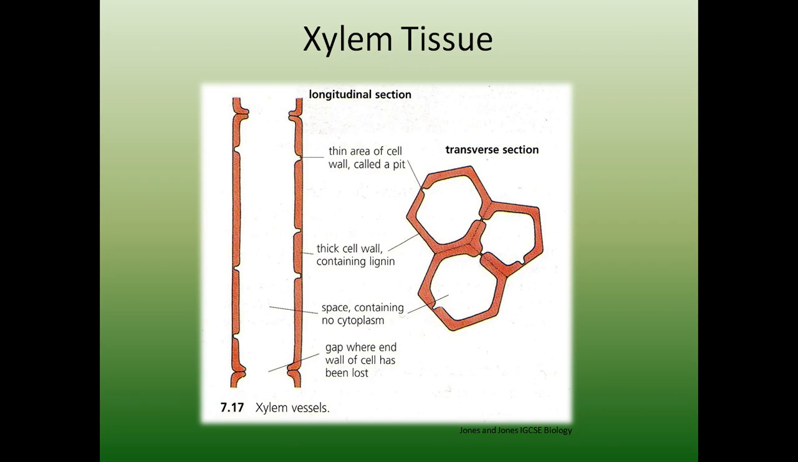Xylem cell walls are made up of cellulose, just like any other plant cell, but they also contain lignin, which is really strong, and this strengthens the xylem vessels so that they are able to support the plant. Wood is mostly made up of lignified xylem vessels.